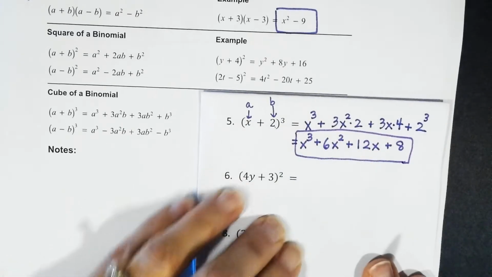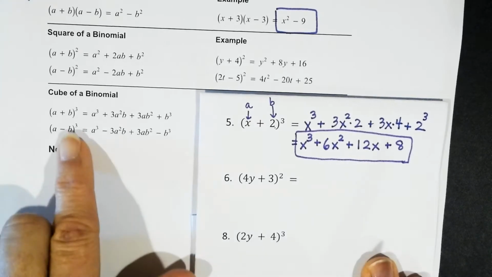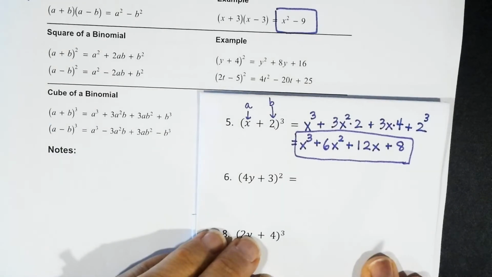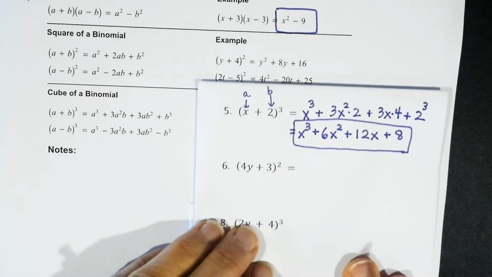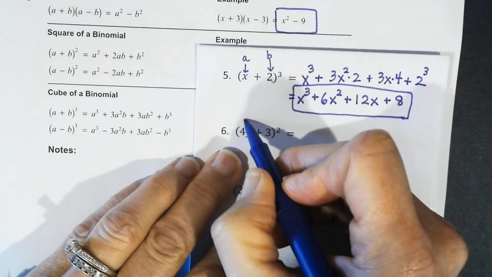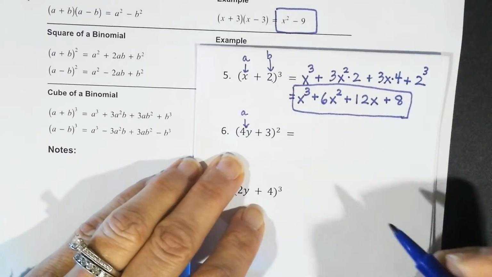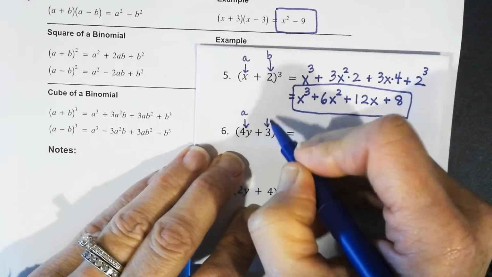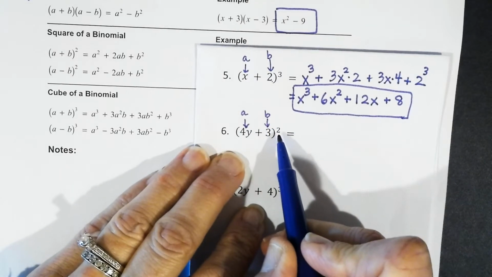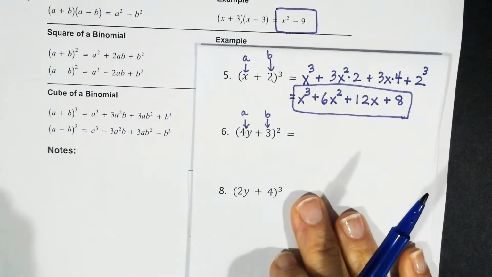So you can add those notes to your examples. It's just a pattern. Again, you could multiply it out. Wanted to have you see this. So second example, number 6. So A is this whole thing called 4y. B is 3. But now we're only squaring it. So see how it's 2? So now we're going to use this pattern up here. So I'm going to scoot it up.